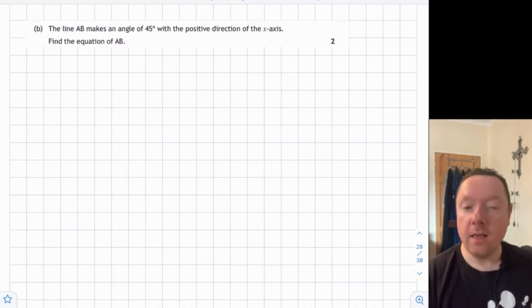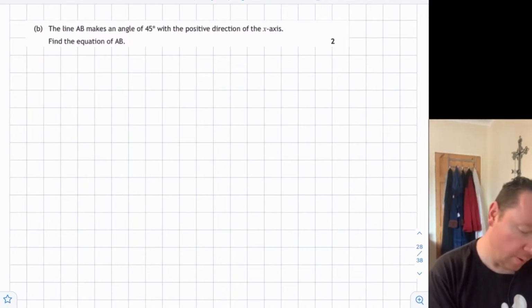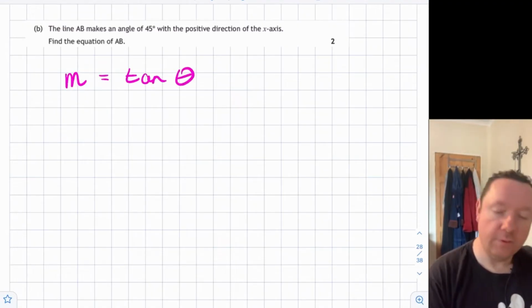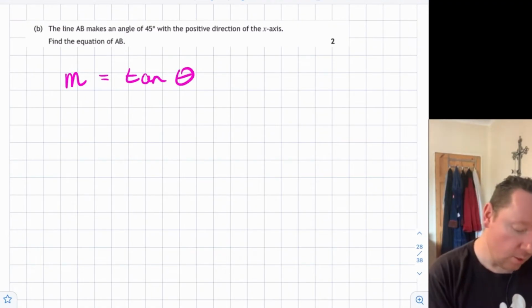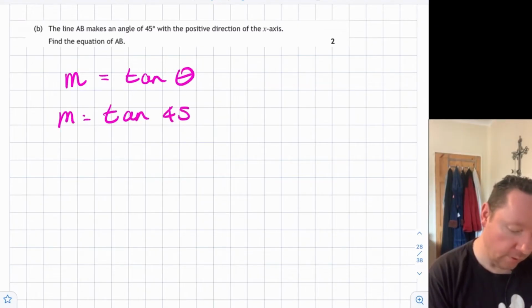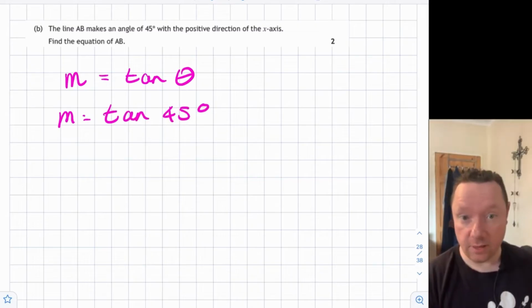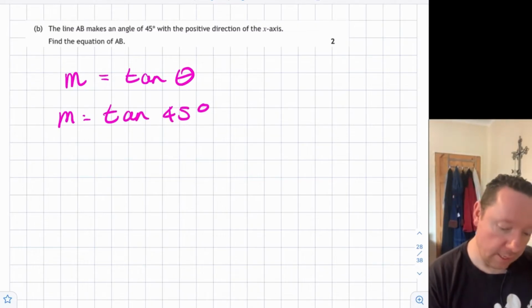Part B says the line AB makes an angle of 45 degrees with the positive direction of the x-axis. Find the equation of AB. So remember from previous, gradient is equal to tan theta, assuming that theta is the positive direction of the x-axis. So our gradient is equal to the tan of 45 degrees, which is an exact value, but I'll remind you of that exact value by drawing a triangle out for you.